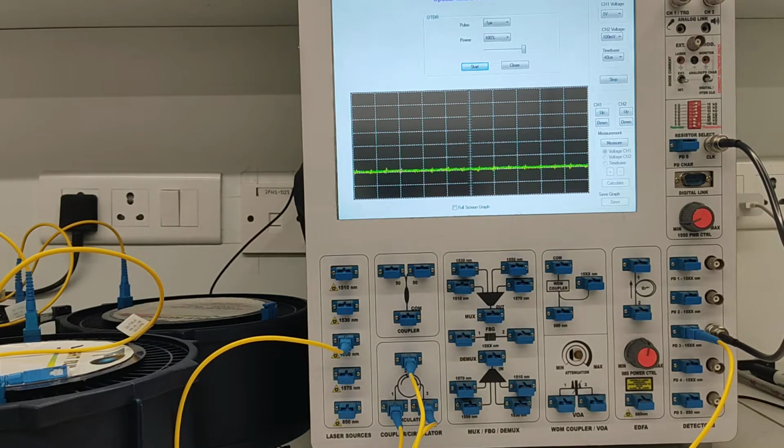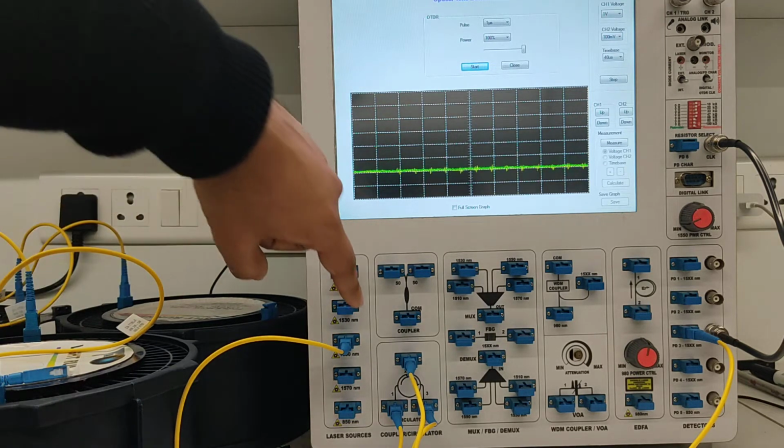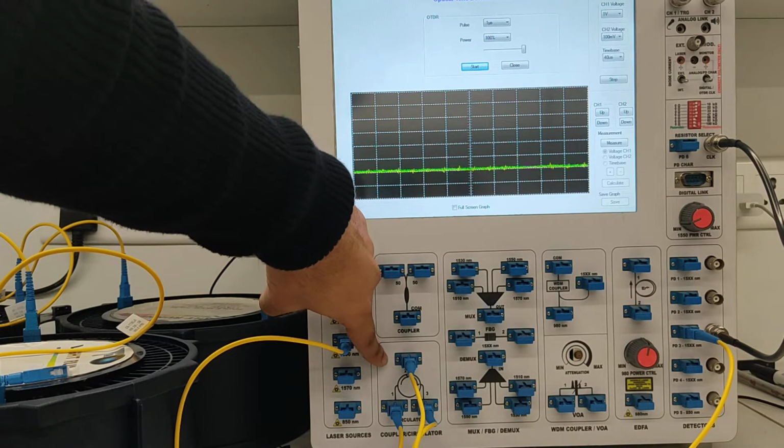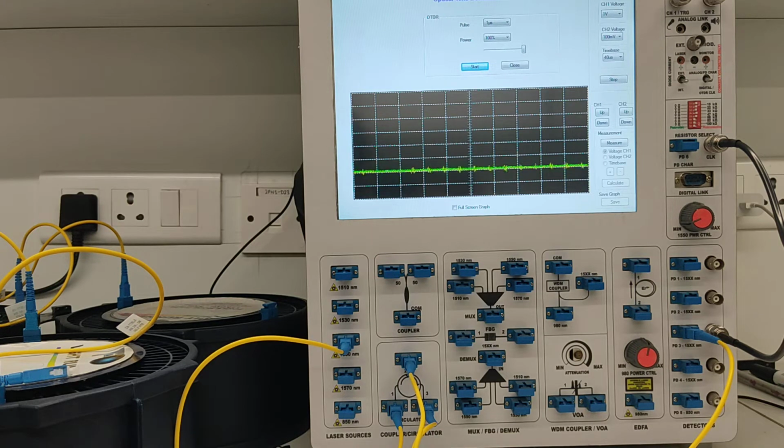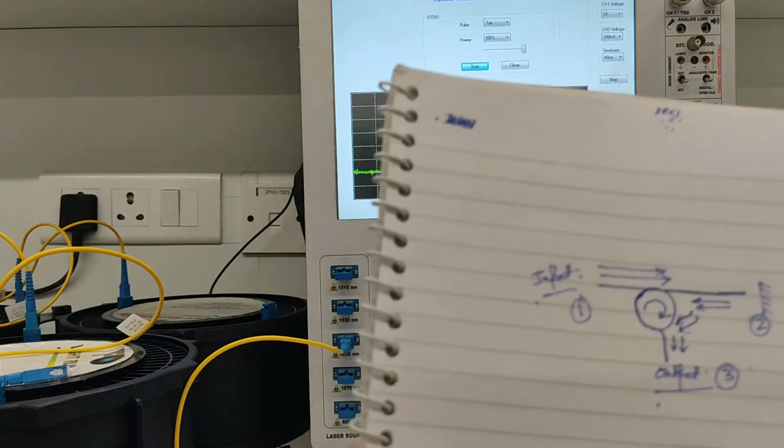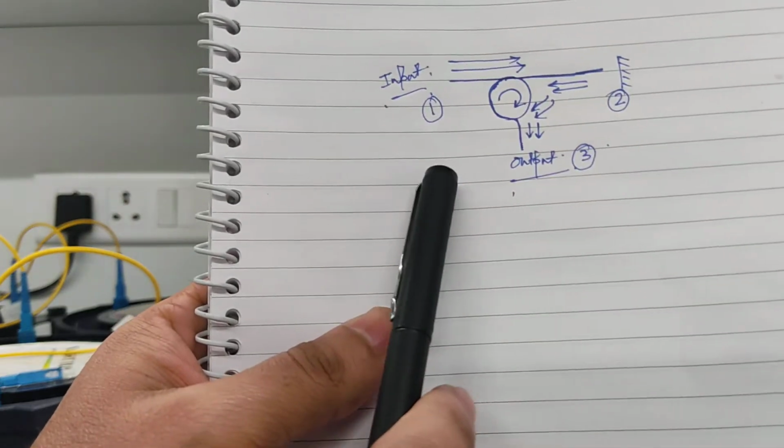Okay, so students, now I will talk about the next experiment, which is the optical time domain reflectometer. Here I will introduce you to a new circuit segment, which is called an optical circulator, which is attached to this Lightrunner system. The working principle of a circulator is like this. It's a 3-port device.